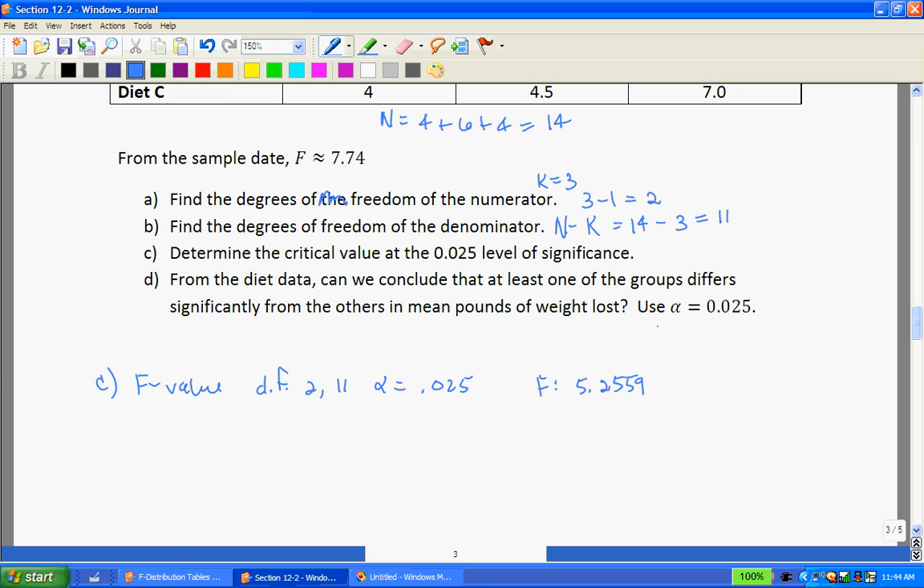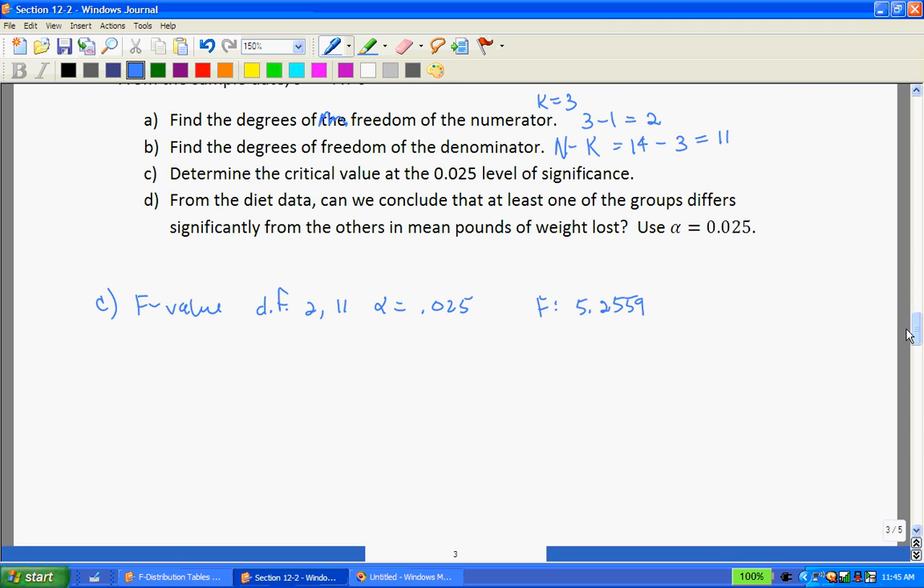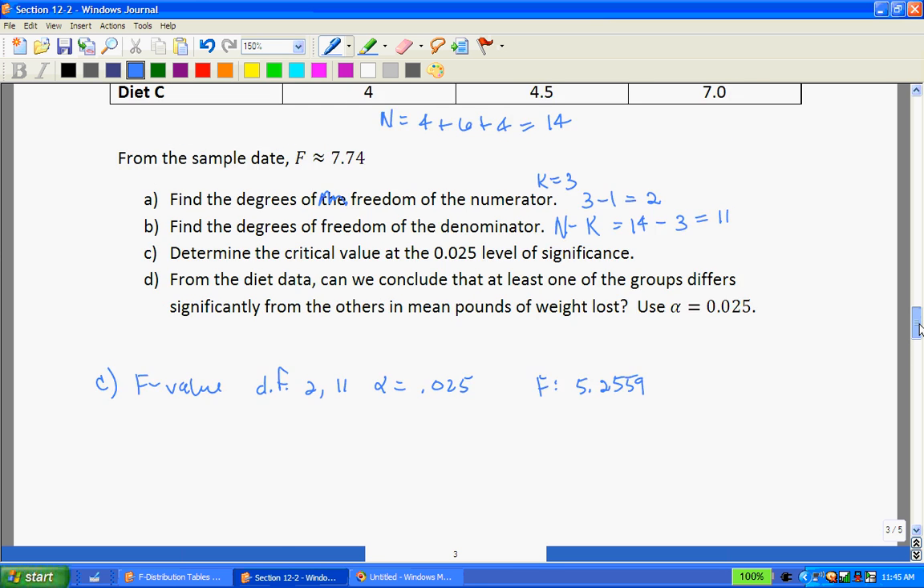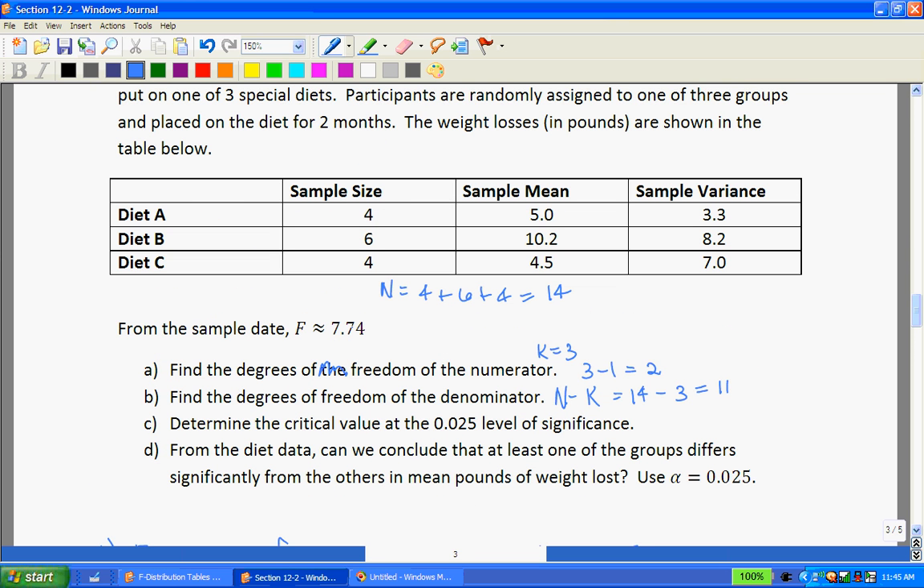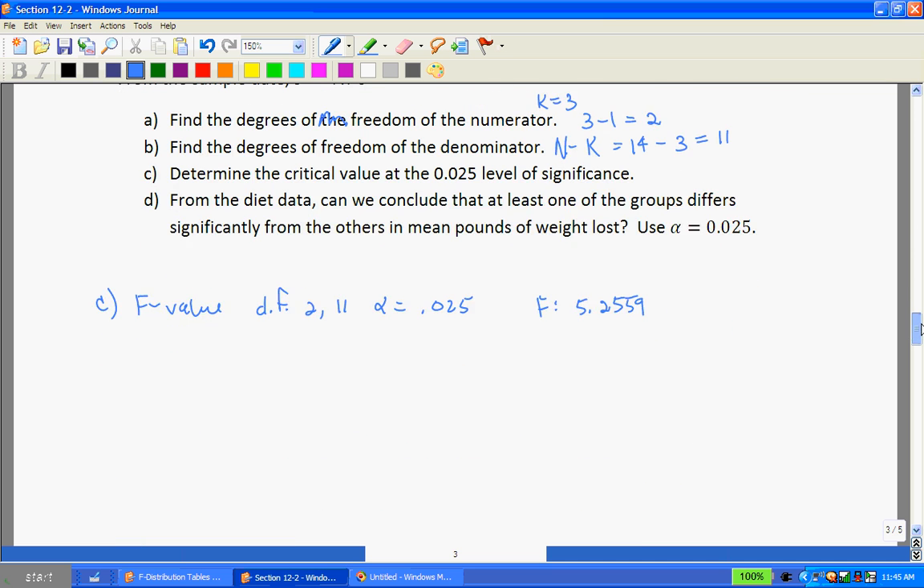And then D. From the diet data, can we conclude that at least one of the groups differs significantly from the other in mean pounds of weight loss? So this is where we're making the decision whether to reject or accept or fail to reject the null hypothesis. Now, very similar to all the other hypothesis testing you've done, I have to compare the F they gave me, 7.74, to this critical value here.